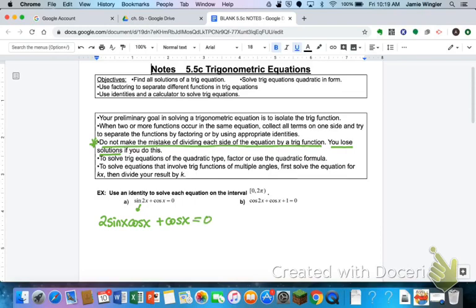So here I have two different trig functions, but if I factor out a cosine, then I'm left with 2 sine of x plus 1. So I have cosine in this factor and sine in this factor. That's legal. So now I'm going to set each factor equal to 0, and I can solve. So here I get sine of x equals, if I subtract 1 and divide by 2, sine of x equals negative 1/2 and cosine of x equals 0, and I can go to my unit circle to find my final answers.